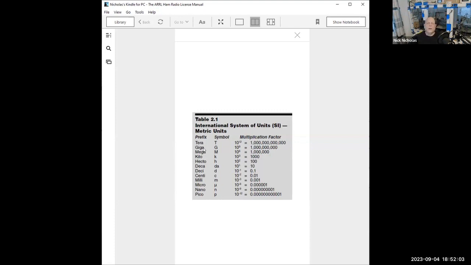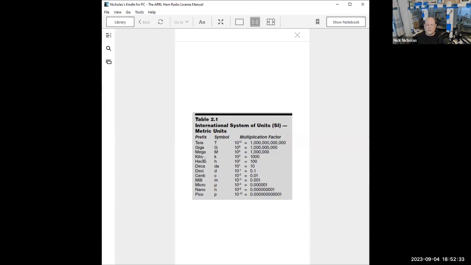So a kilohertz is 1,000 hertz. A hertz is one wave. Did I cover that last week? What a wave is? Anybody? Did I cover a wave? Did I show you a wave and cover what it is?